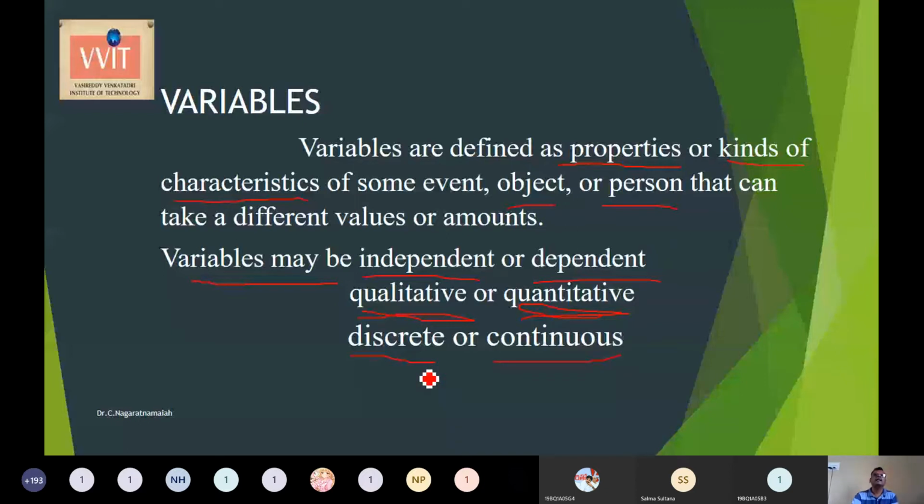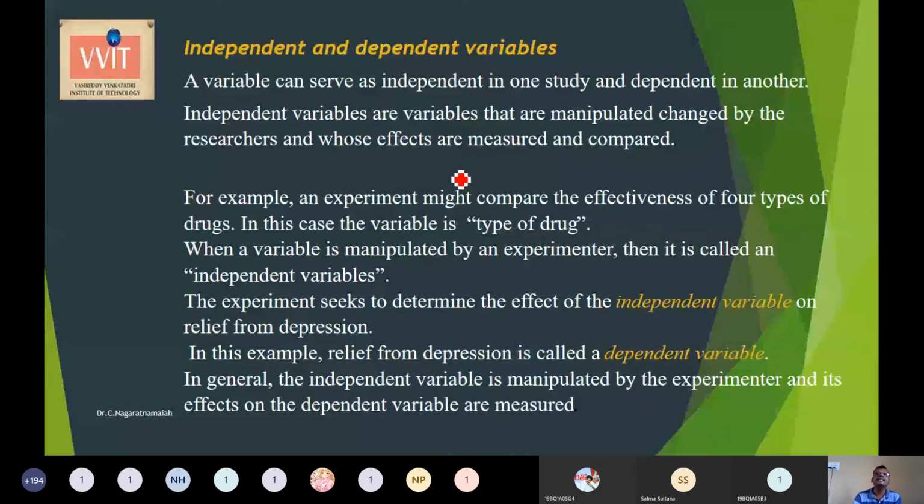Now, let us see the first, independent variable and dependent variable. A variable can serve as independent in one study and dependent in another.